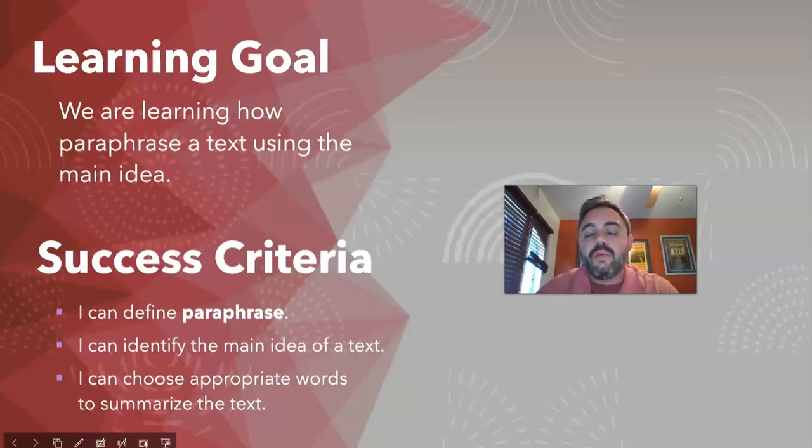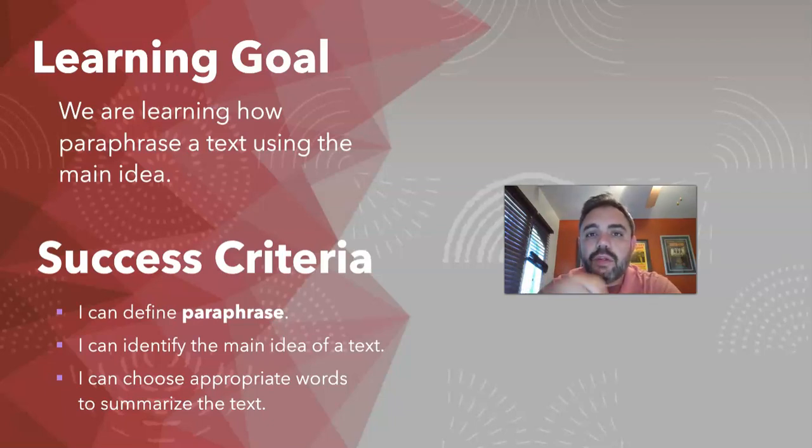Learning goal today is that we are learning how to paraphrase a text using the main idea. Okay? Along the way, we want to be successful. We want to make sure that we're monitoring our success. We're being accountable to ourselves. We have some success criteria that is going to help you know that you're on the right track today.